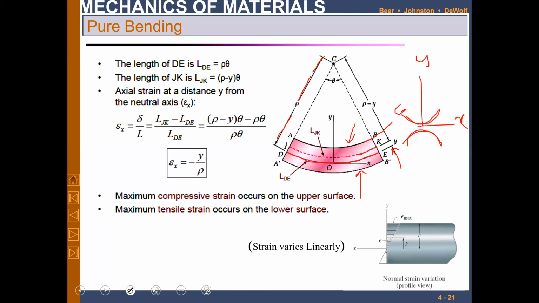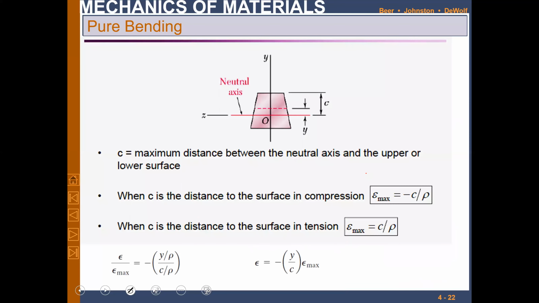So the expression for any point other than C will be the strain equals minus y over rho, and for the maximum, obviously, the maximum will be at C on the positive side or the negative side. So epsilon max will be minus C over rho, or epsilon max may be C over rho. In this particular case, it will be a tensile force. In this particular case, it will be a compressive force, right?